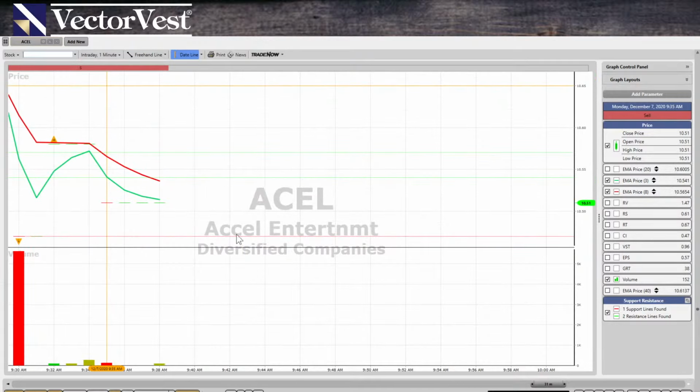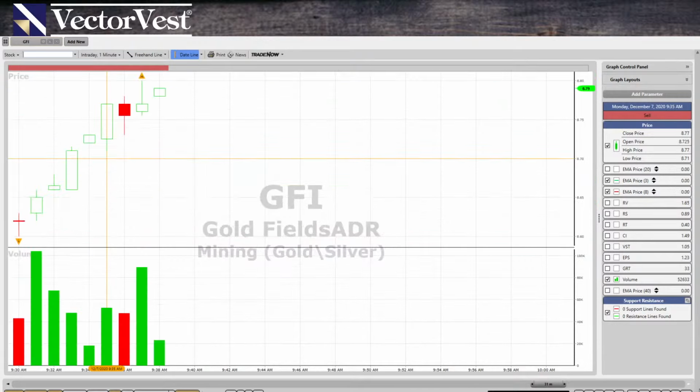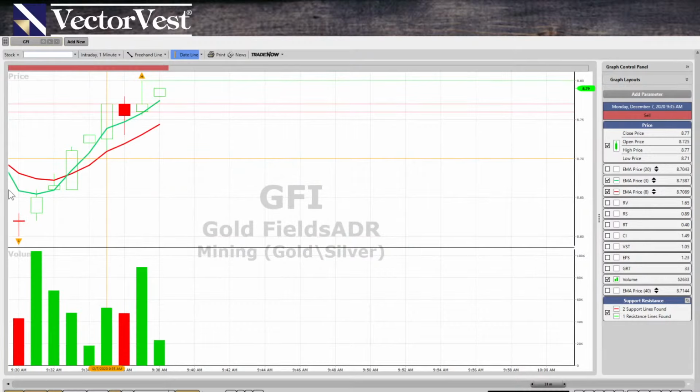ACEL, lack of volume, lack of my interest. Next one, wow, GFI, love that equity curve. Had a hard time getting out of bed this morning at the 9:30 hour, but look at that 3-8 cross right there. Look at the pickup in the volume. Again, this is $8.78. There's the high. I would put in a buy stop order 5 cents higher than the high, but the stock is doing exactly what I wanted it to do.